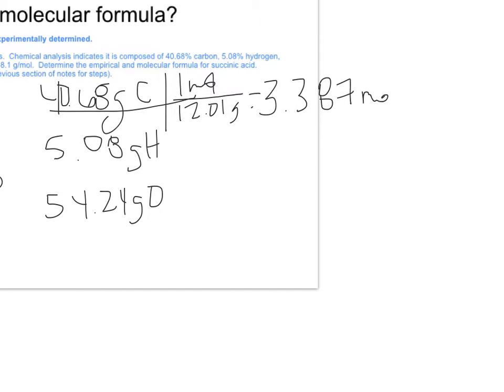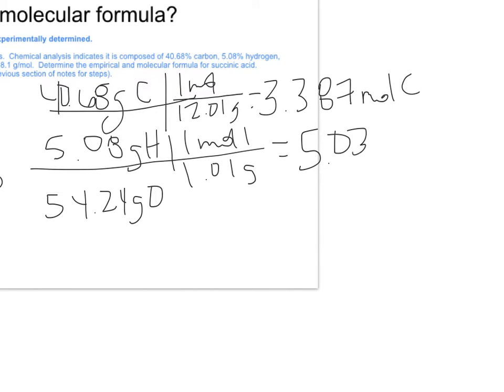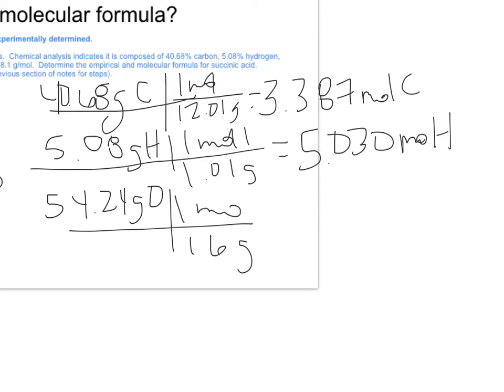3.387 moles of carbon. And our molar mass of hydrogen is 1.01 grams, and we have 1 mole here, and that gives us 5.030 moles of hydrogen, and for oxygen we have 16 grams is 1 mole, and that gives us 3.39 moles of oxygen.